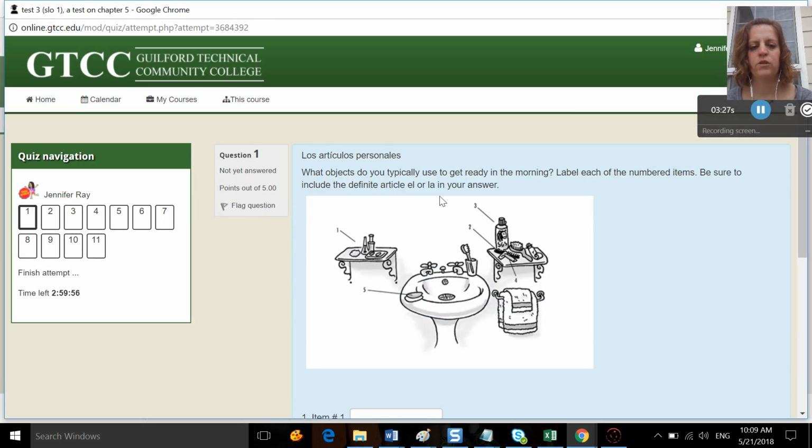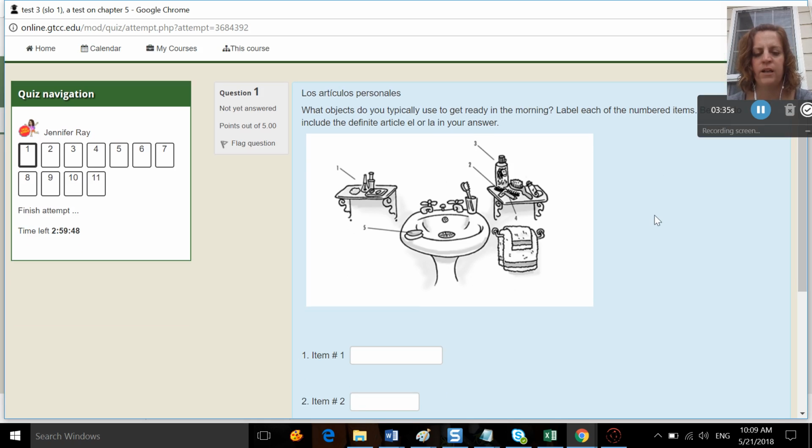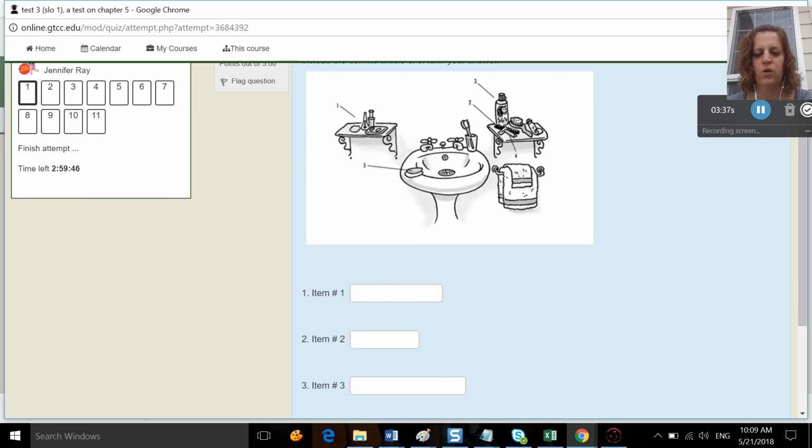Okay, so los artículos personales. What objects do you typically use to get ready in the morning? Label each of the numbered items. Be sure to include the definite article, el or la, in your answer. So you'll just go through and write what's number 1, what's number 2, okay?